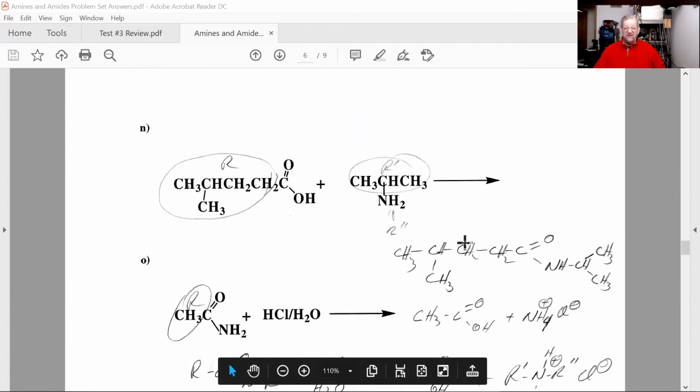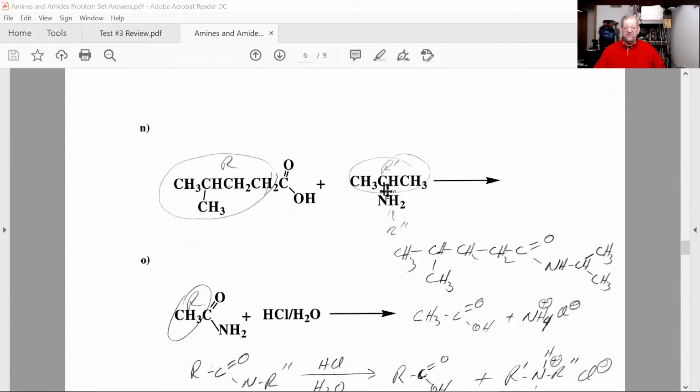And here, same thing. Remember, the carbon with the nitrogen in the amine is the carbon that nitrogen is bonded to in the amide.